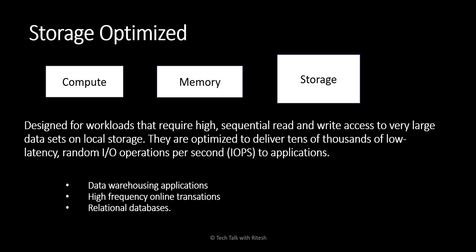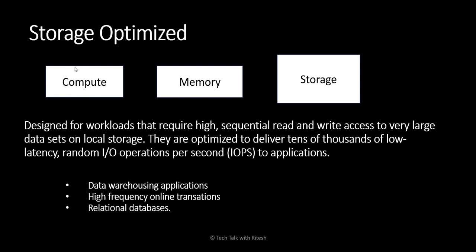It is designed for workloads that require high sequential read and write access to very large data sets on local storage, and they are optimized to deliver tens of thousands of low latency random IO operations per second. Of course we need more storage, so that we will have that sequential read and write. Since the storage is optimized, we will not face any latency while performing any action, whether it's a read operation or a write operation. So where we have high frequency online transaction processing or relational databases, etc., are also use cases of storage optimized EC2 instance. Makes sense, right?